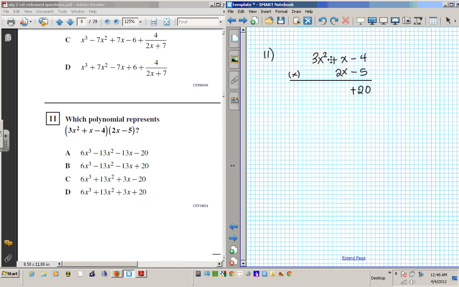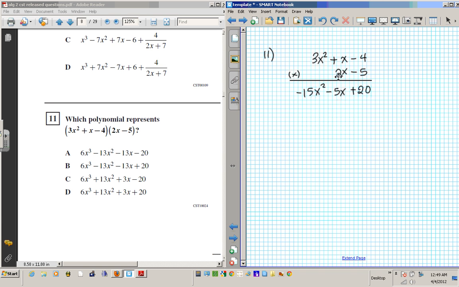Minus 5 times positive x is minus 5x. Minus 5 times 3x squared is going to be negative 15x squared. Alright, now let's move on to the next row.